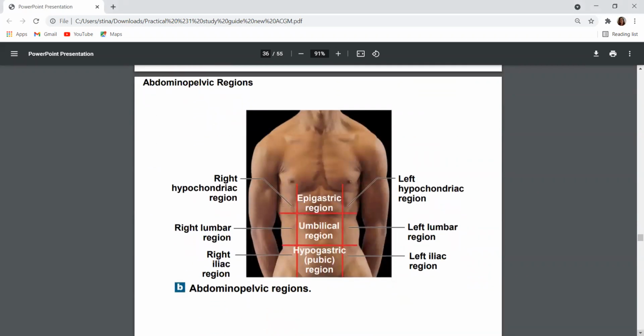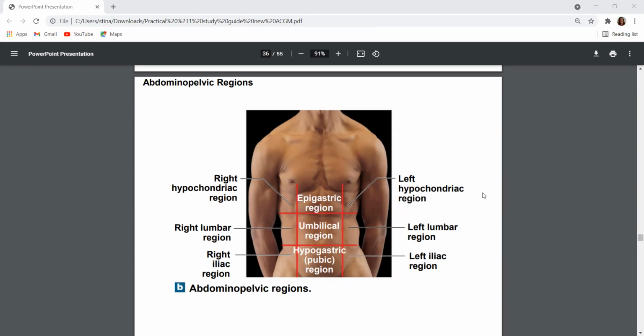actually divide the abdominopelvic region into 9s. So let's review these. Now we're going to be talking about the abdominopelvic regions. Again, you can divide it into 4 and you get the quadrants, but then you can divide it down further into regions. And you need to also know these regions for your practical.